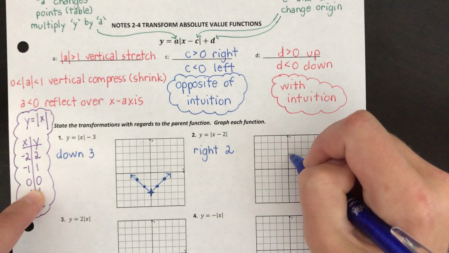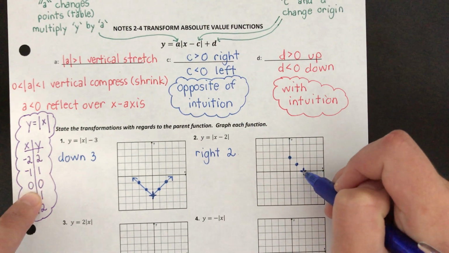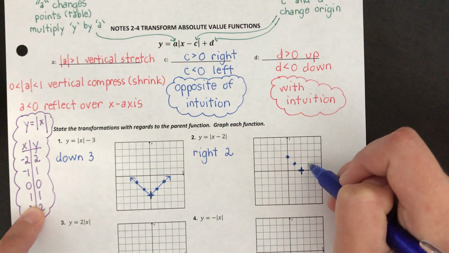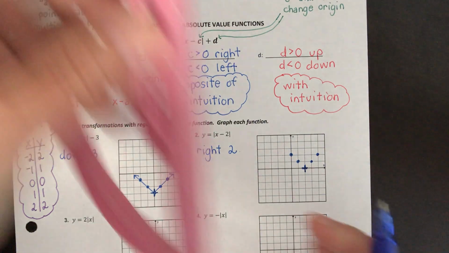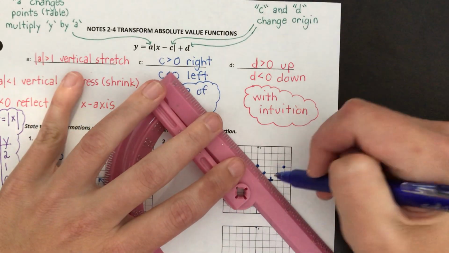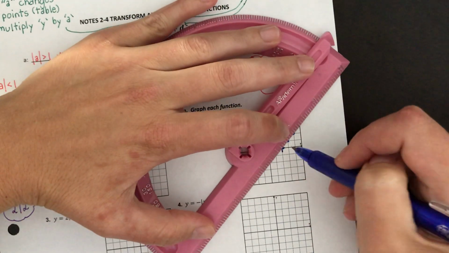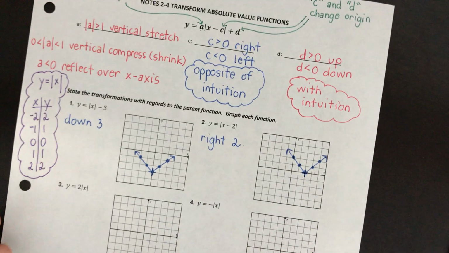So left 2, up 2. From my new origin, left 1, up 1. 0, 0, and again, I'm always going back to my new origin, and then right 1, up 1, and then right 2, up 2. Of course, I'm going to gather my straight edge here. And then I'm going to finish it off.